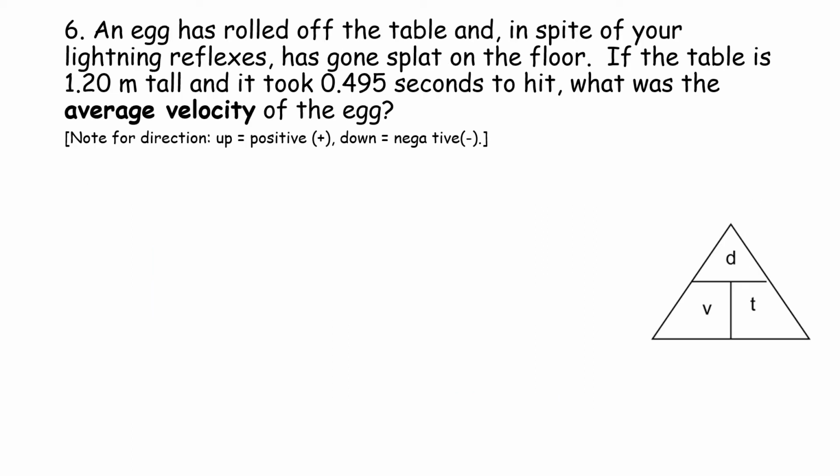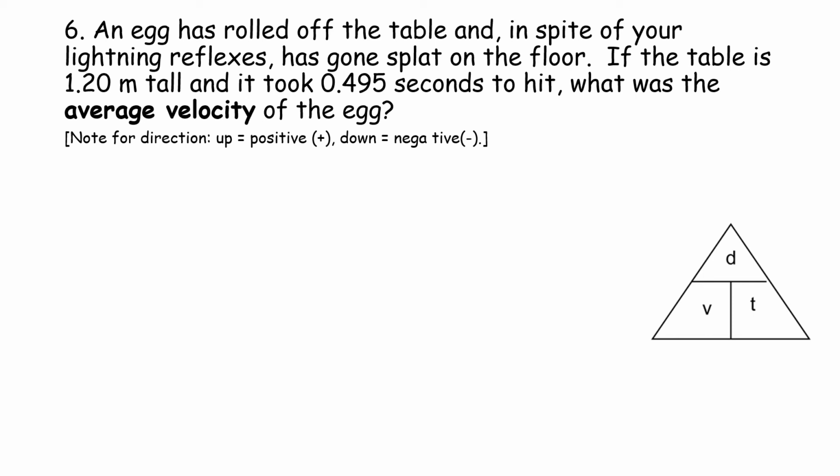An egg rolls off a table, and in spite of your lightning reflexes has gone splat on the floor. If the table is 1.20 meters tall and it took 0.495 seconds to hit, what was the average velocity of the egg? This again is asking us about velocity, and so the direction matters. So we are going to indicate up as being positive, down is going to be negative. And since this is falling down, that means its displacement of 1.2 meters should be negative 1.2 meters.